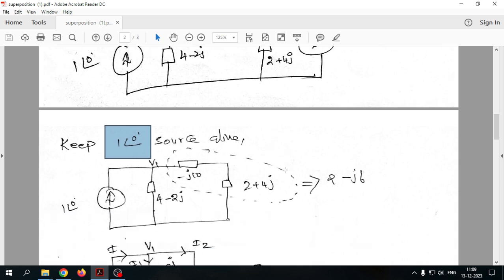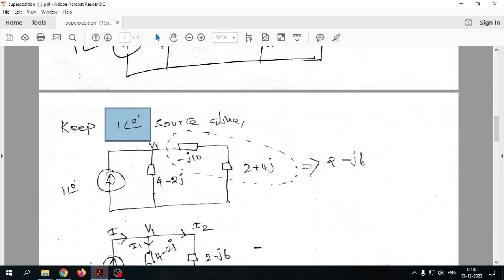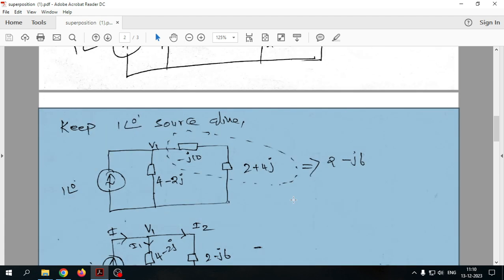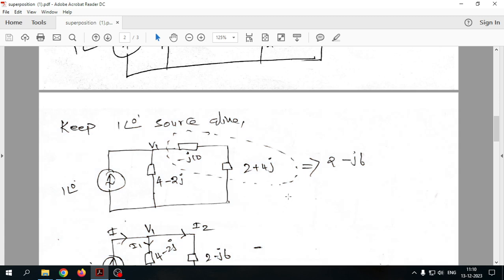Once you remove the other sources by keeping only one source, we can apply any convenient method, whether it is nodal analysis, mesh analysis, current division rule, or voltage division rule, whichever is convenient to you, to find the required voltage or current.